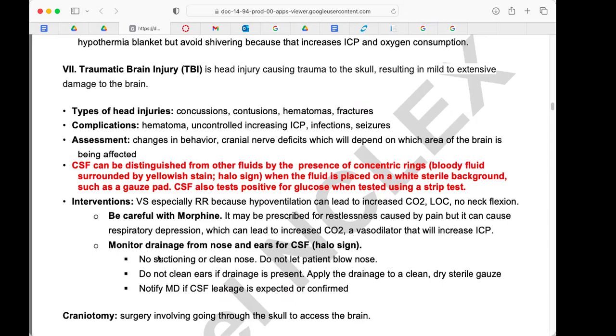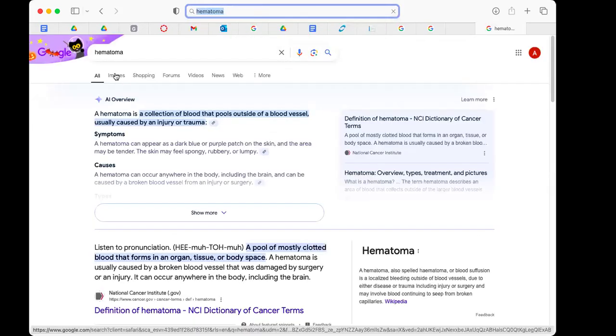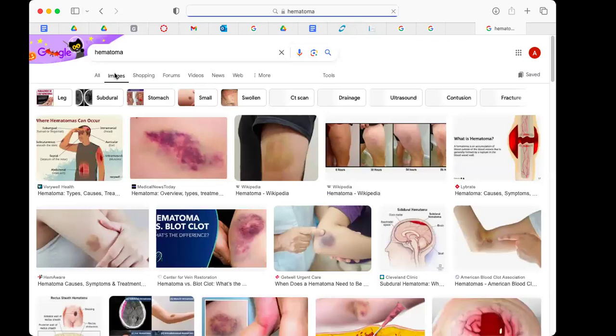So someone can have a concussion, which is the jerking movement causing the brain to accelerate and hit the skull, and the resulting damage. It could be a contusion, which is a bruise, or it could be a hematoma where there's blood forming, like blood pooling, or fractures of the skull that also lead to brain injury. So complications, hematomas. So let me show you a picture of a hematoma. Okay, this one.